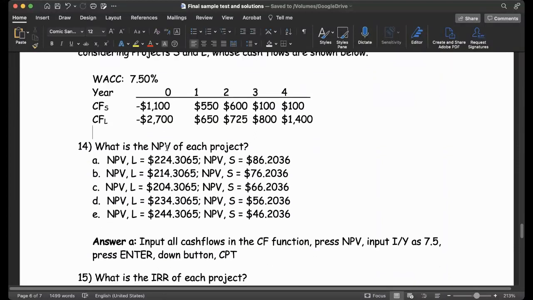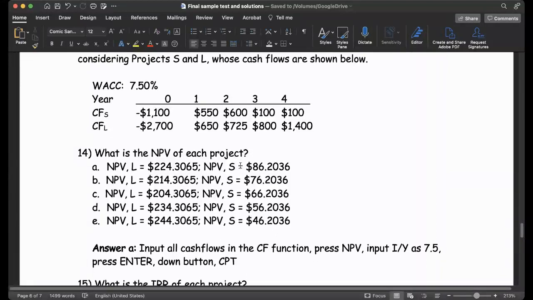The NPV of each project should be calculated by using the cash flow function. So you can input cash flow 0, 1, 2, 3, 4 for the two projects in the cash flow function, press NPV, and then you press the down button, you input I/Y as 7.5, which is our WACC. You press enter, so your I is inputted, and you press the down button here, come back to NPV, you compute for NPV.